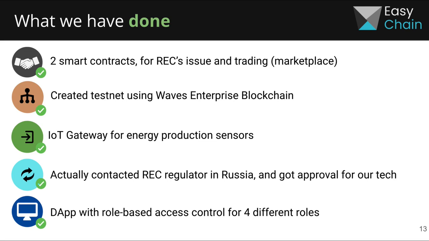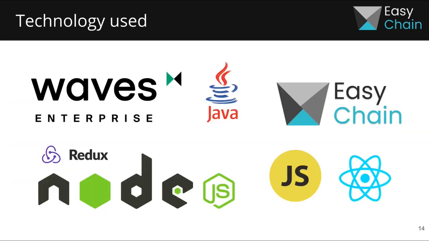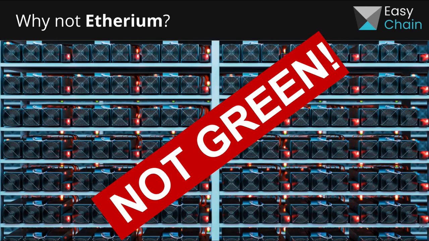And lastly, we've created a web-based DApp which allows us to demonstrate how the whole system works. And we've used a whole bunch of technologies, with the most important ones being Waves Enterprise and EasyChain. Waves Enterprise is our blockchain of choice for this project, while EasyChain is our solution, allowing for low-code smart contract development with visual modeling. Otherwise, we've used Java for IoT gateway and React Redux and JS stack for frontend.